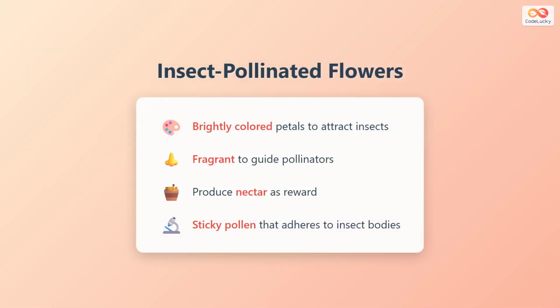Flowers that rely on insects for pollination have evolved special features to attract their pollinators. They typically have brightly colored petals in shades of red, yellow, purple, or blue that catch the attention of insects. These flowers are fragrant, releasing pleasant scents that guide pollinators to them. They produce nectar, a sugary liquid that serves as a food reward for visiting insects. Additionally, insect-pollinated flowers have sticky or spiky pollen that easily adheres to the bodies of insects, ensuring the pollen is transported to other flowers when the insect moves on.